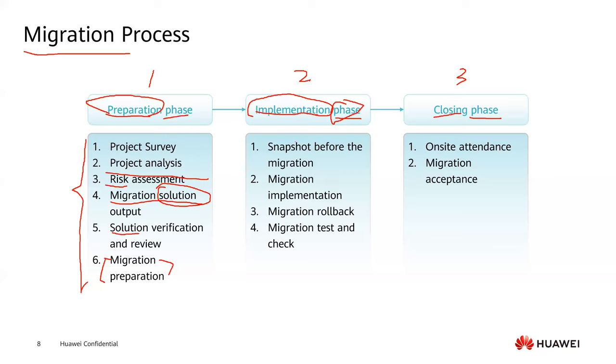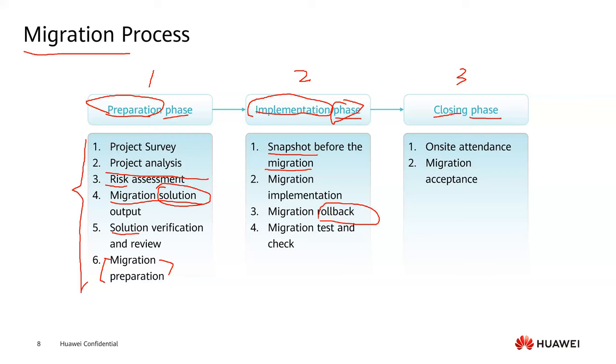And what we need to do in phase two: before your migration, you need to take a snapshot, so that if the migration fails, you can restore the network as soon as possible. Then, after the snapshot is done, you can do your deployment of the migration. We will have a time point. If the time has exceeded the time point and the migration is not done, or we have already verified the result of the migration and find that it failed, then we need to do the rollback.